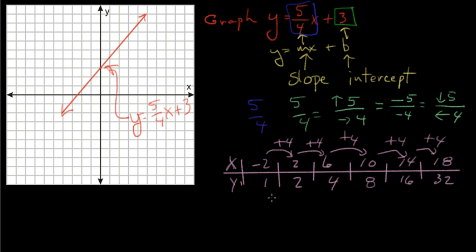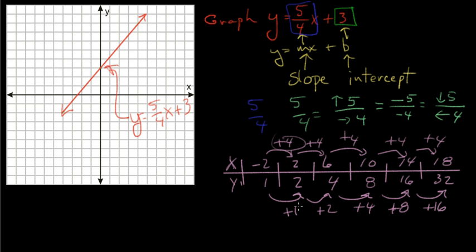On the bottom, 1 to 2, I added 1. Here, I added 2. I added 4. I added 8. And from 16 to 32, I had to add 16. So obviously, we don't have the same thing. We have the same thing here on the top.